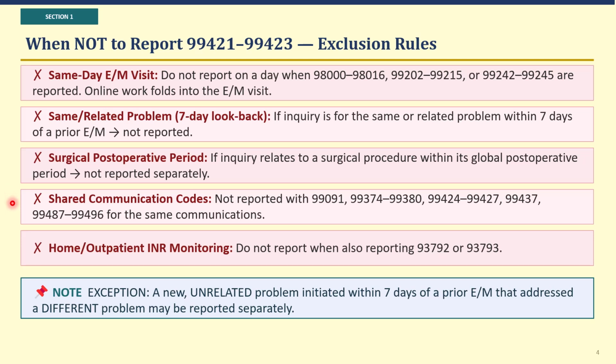And shared communication codes, not reported with 99091 and other codes listed here for the same communication. And home or outpatient INR monitoring, do not report when also reporting relevant codes here. But the exception is a new unrelated problem initiated within 7 days of a prior EM that addressed a different problem, which may be reported separately.